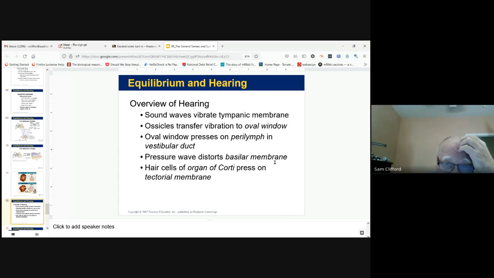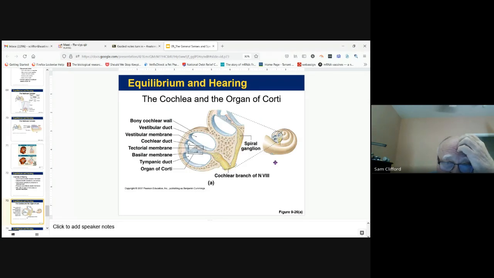Okay, so how does hearing take place? So what's going to happen is that you're going to have the cochlea, a cross section of the cochlea, and you're going to have these various vestibular ducts, the organ of Corti, and the tympanic duct, and there'll be questions on these structures on WebAssign, and the cochlear duct.